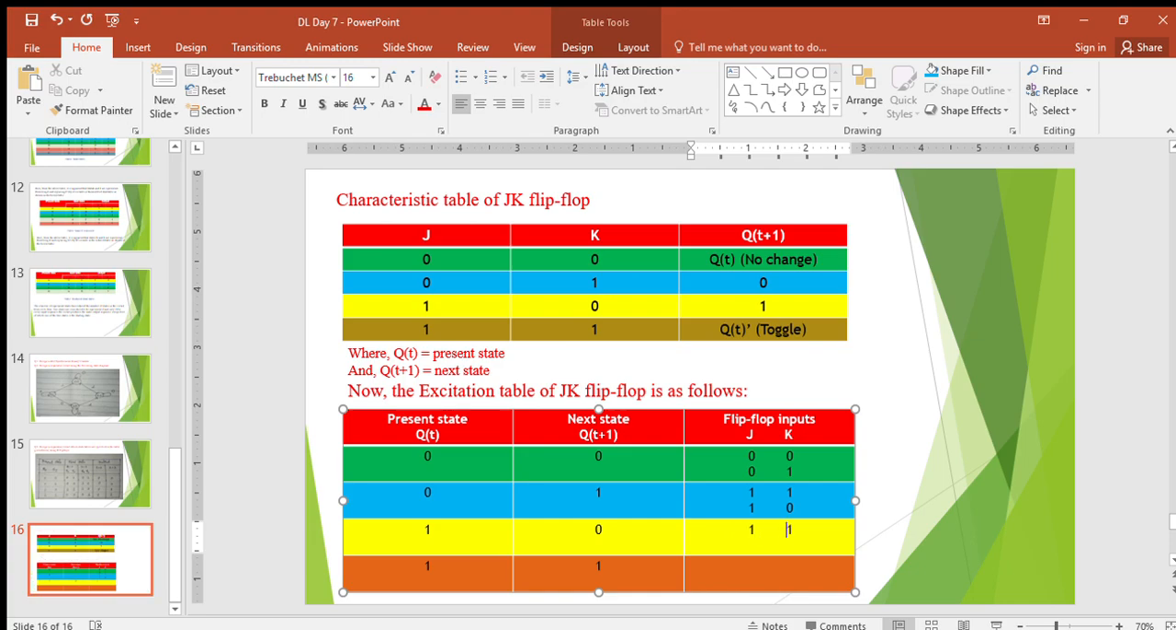Okay, now again in the next scenario, just look at the next state 0, that is Qt+1. See in the blue stripe here, Qt+1, the next state, has the value of 0 when J has the value of 0 and K has the value of 1, that is 0 1.